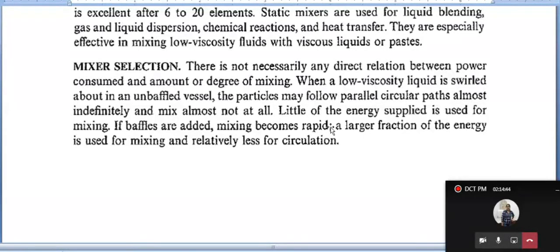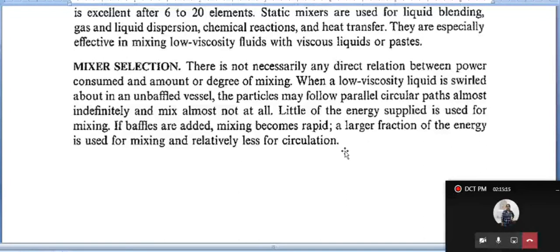The time taken for the mixing reduces, or in other manner, because of the keeping of the baffles, we are able to create more amount of longitudinal or axial currents, and then we are going to suppress the circulatory current. There will be radial current, so that there will be some flow currents which are useful for our task. Okay. Then if baffles are added, mixing becomes rapid. A large fraction of the energy is used for mixing and relatively less for the circulation.